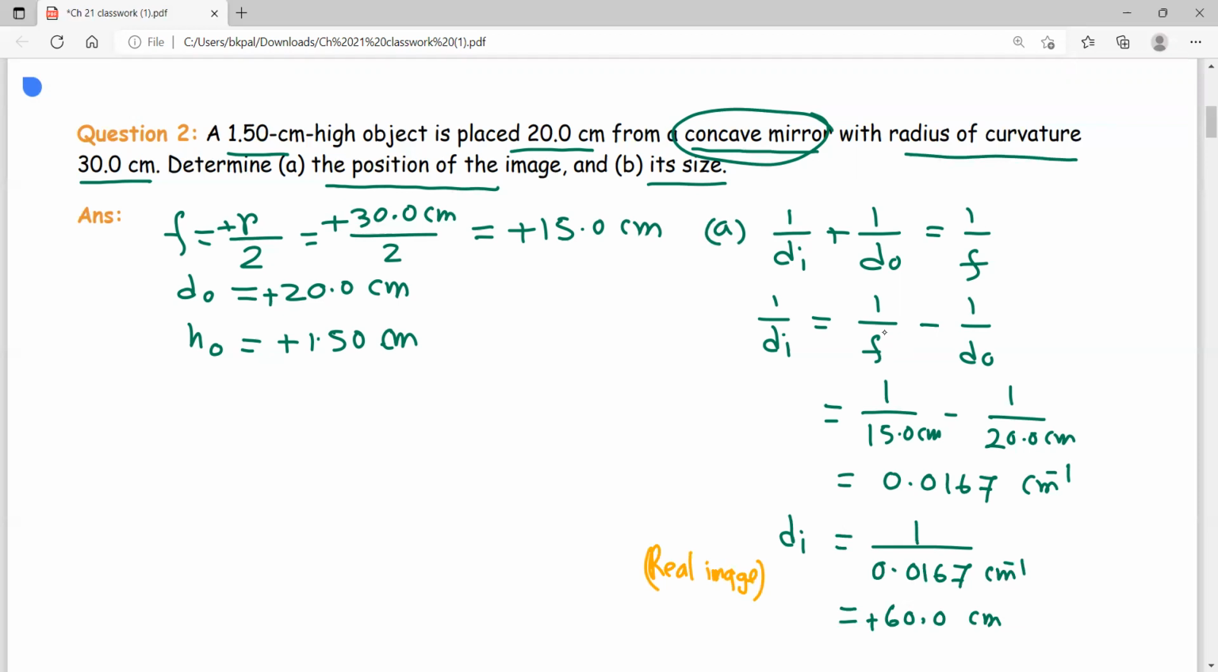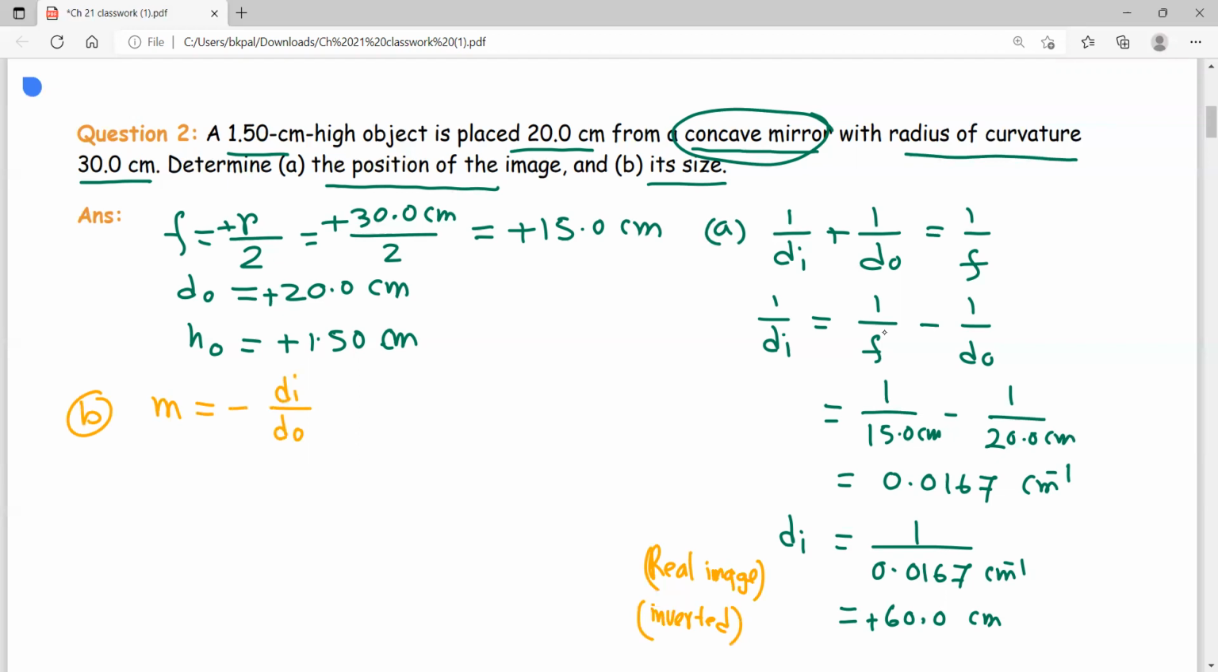Now remember that for a real image, the image is inverted. So we are going to check whether the image is inverted or not. Inverted means we should get the image size negative. Now let's do it. So how to calculate it? First, we use this equation, m equals minus di over do.